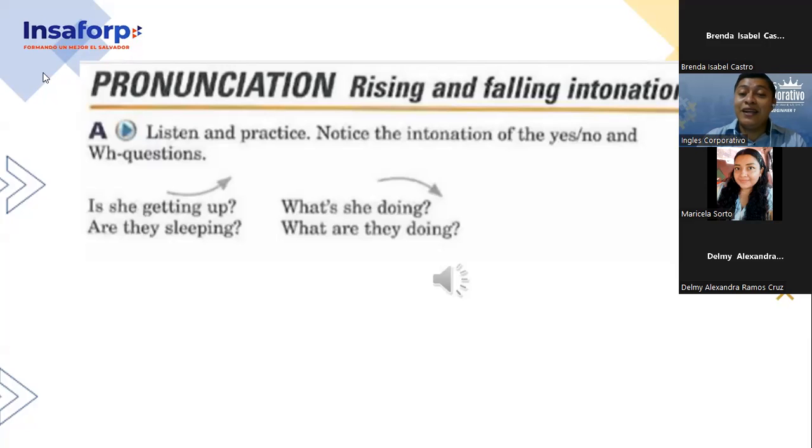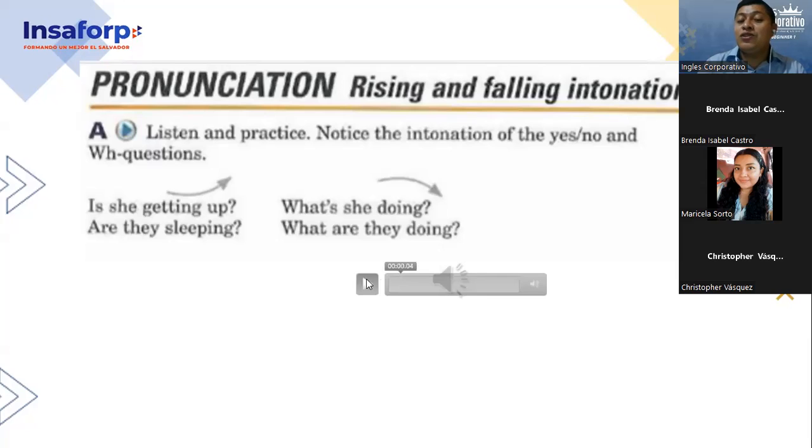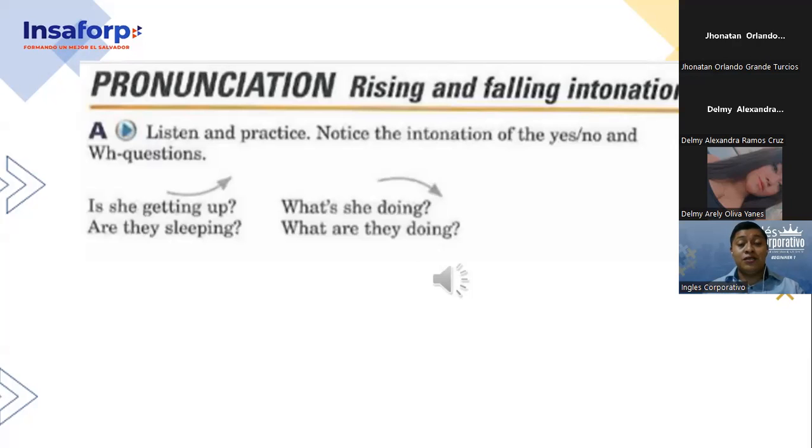What are they doing? Okay, that was great. Thank you so much for your help. Let's listen again. Pay attention to the intonation. Is she getting up? Are they sleeping? What's she doing? What are they doing? Well, any other volunteer to try in this part of the class? Who wants to participate reading these four questions? Thank you, Jonathan.